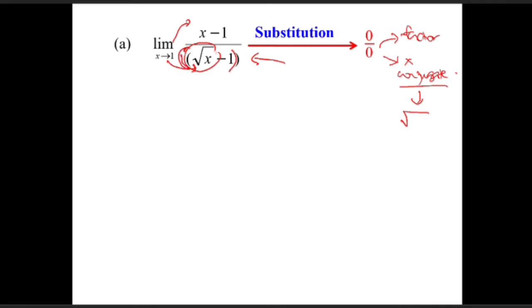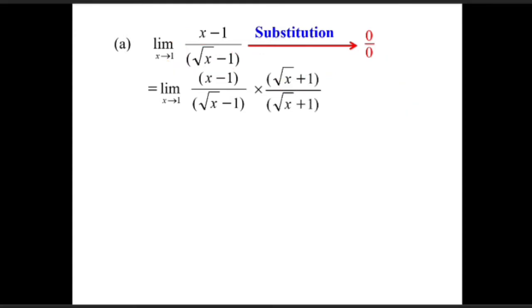And what would be our conjugate? Remember, just copy the function down. We have square root of x and we have 1. The conjugate will be just the opposite sign. So if there's a minus in the middle, conjugate will be plus. And to multiply with conjugate, you have to multiply the denominator and also the numerator with the same conjugate.